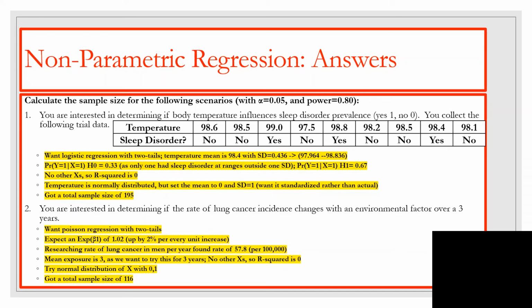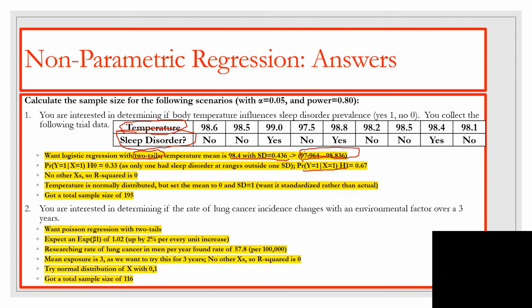Okay, for the first one, we have raw data, and this looks like logistic regression because sleep disorder is binary, no and yes, while temperature is a continuous predictor variable. Since we don't see a directionality, we use two tails. We can get the mean and standard deviation of temperature to get essentially a one standard deviation range. This is the low and the high end. Then the probability under the null is going to be 0.33 because we only had one sleep disorder outside one standard deviation.